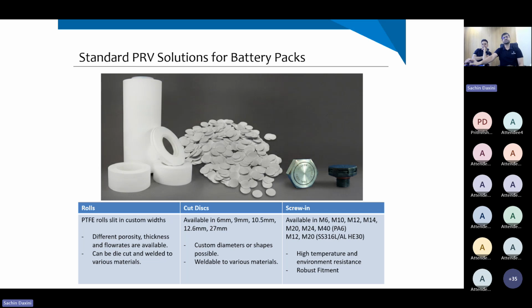And multiple ways of integrating into the pack. So integration is not something that cannot be addressed. If you have a special integration challenge, then we can address this.